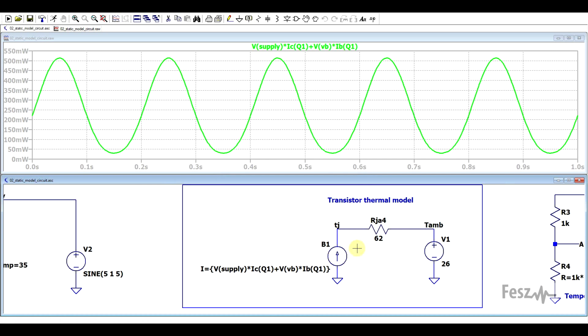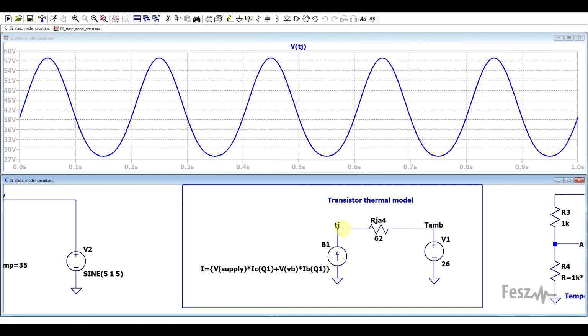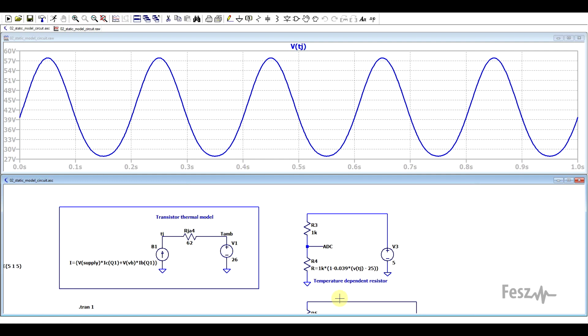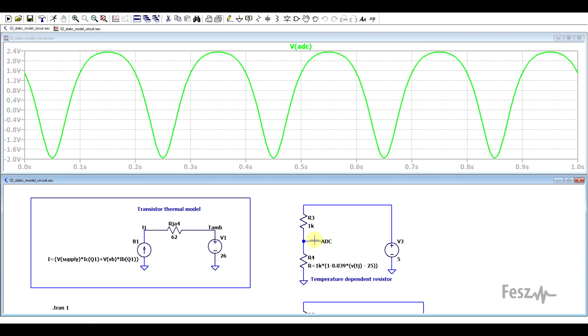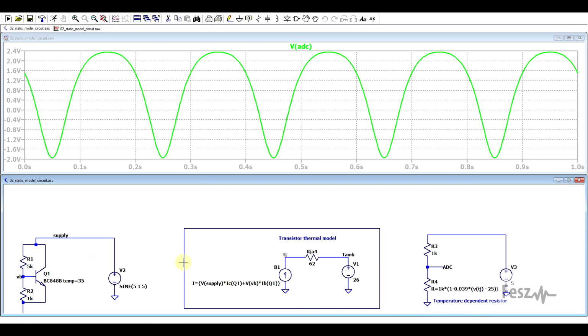So here I use the behavioral current source to which I included the same definition. By doing this, you can determine how the junction temperature should vary in time, and then you can also take this value to another bit of circuit. So for example, you can measure it using a behavioral resistance definition and measure it using an ADC measurement. So this way you could create a complete thermal circuit.